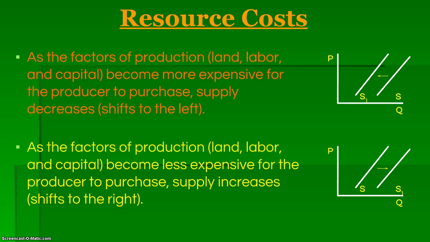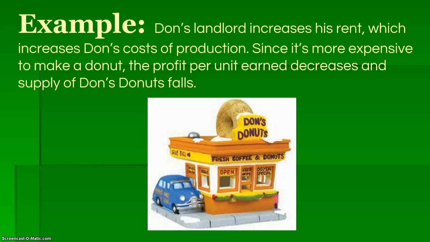Nice. Resource cost is what the R stands for, and resource cost just has to do with the things that you use to produce your good or service, the factors of production that you need. So if your costs of production, your land, labor, and capital that you need to make your good or service, go up, then it's more expensive for you to produce your item, and your profits go down, so supply decreases. If your costs of production go down, then your profit goes up and supply increases. So remember, if you can figure out in which direction profit moves, then that's the direction that the supply curve is going to shift as well.